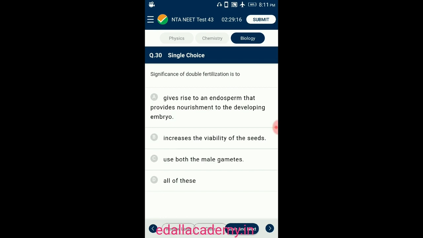Question number 30. Significance of double fertilization is. Double fertilization is a characteristic of angiosperms and it involves syngamy and triple fusion. The fusion of one male gamete with egg cell is called syngamy and it results in the formation of diploid zygote. The fusion of second male gamete with a secondary nucleus is called triple fusion and it results in the formation of triploid primary endosperm nucleus. Double fertilization also increases the viability of seed and allows the utilization of both the male gametes produced by the pollen grains. So the answer for this question is option D. All of these are the significance of double fertilization.